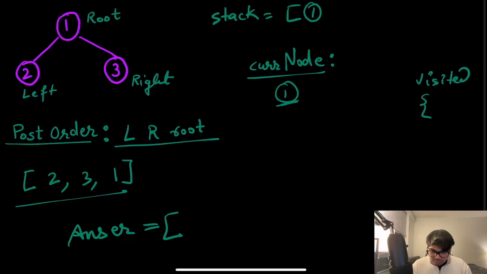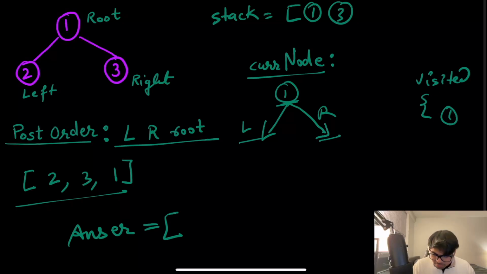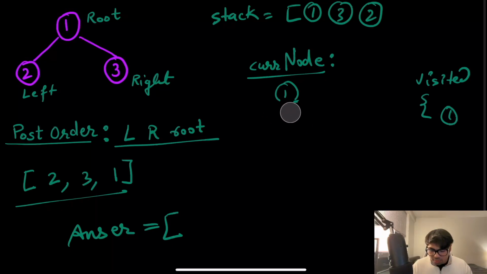Because I'm visiting it, I'll add it to my stack, and then I will add the right side to my stack so that I'm processing it after my left, and then I will add my left. Before that, I'm adding it to a stack, so I'll add it to my visited set also. Now I'll add my right, which is 3, and then my left, which is 2. Okay, now I'm done visiting the root. I will have to do that for all the nodes. Now I go back to my while loop.